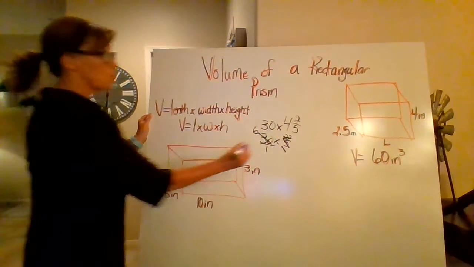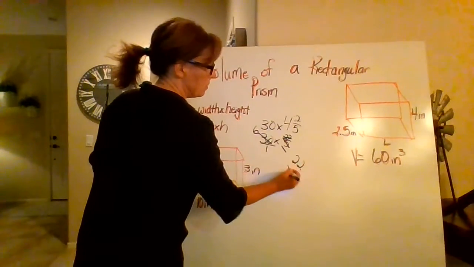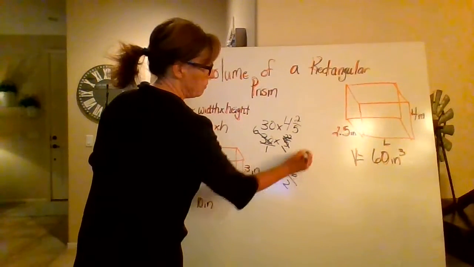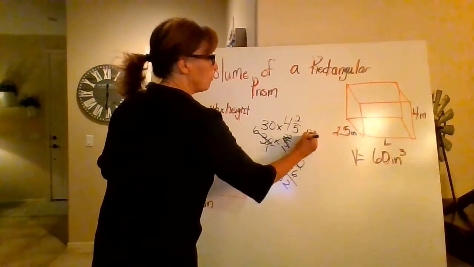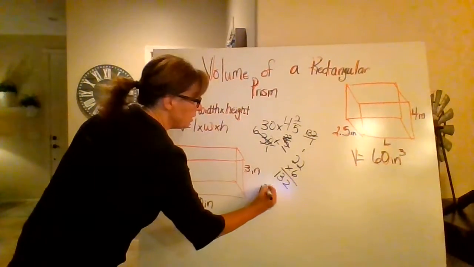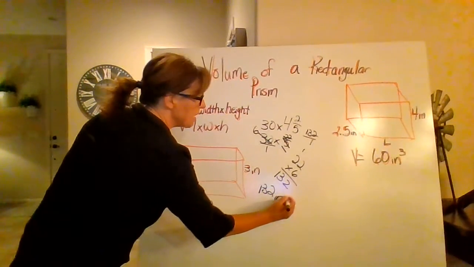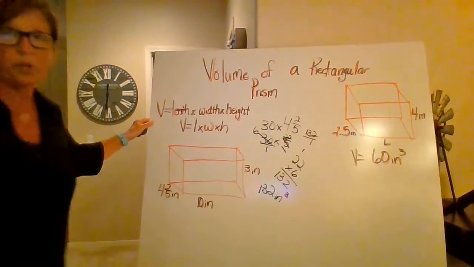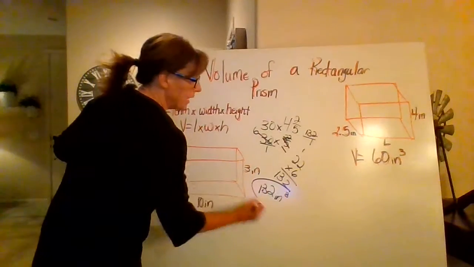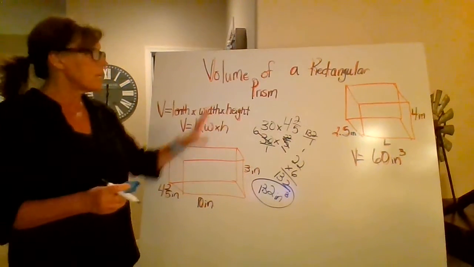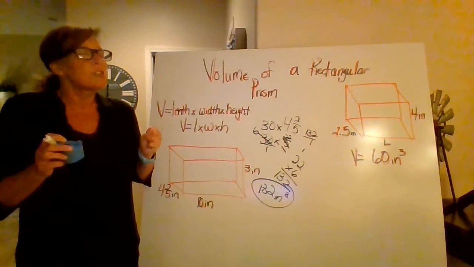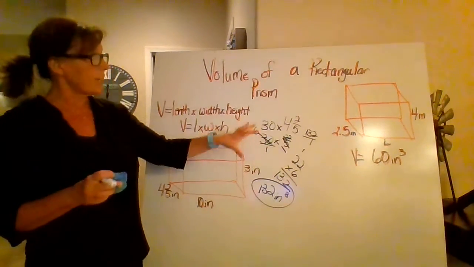I have 6 times 22, which gives me 132. So then I have 132 over 1, which is just 132 inches, and it's inches cubed. So when you're finding the volume and they have some fractions, keep it as a fraction. Fight that urge to turn it into a decimal because they're going to give you fractions that are easy to work with.